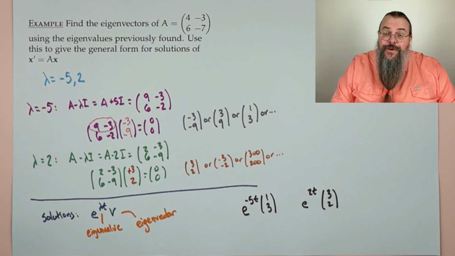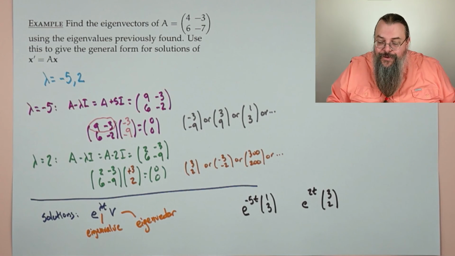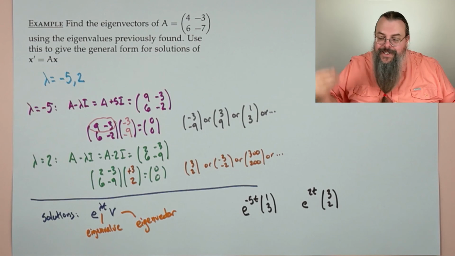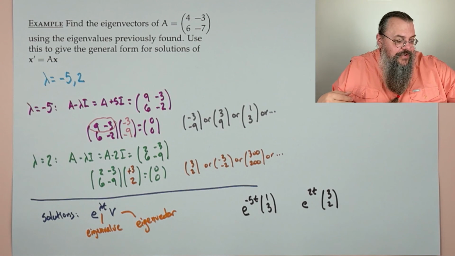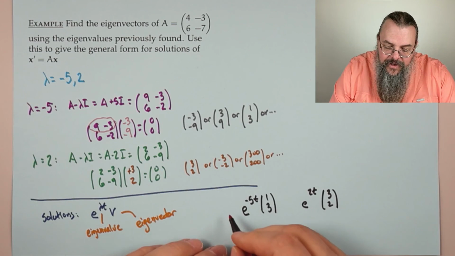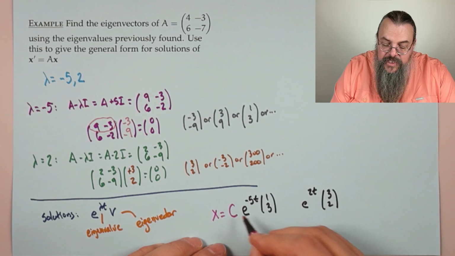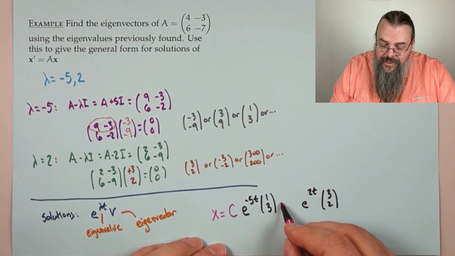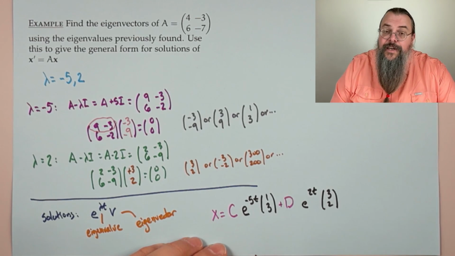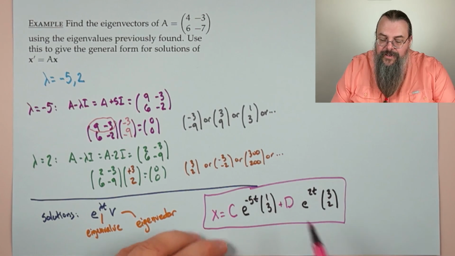Well, what can we do? It's linear, it's homogeneous. We can do superposition. Yes, superposition. So that's what we're going to do. We'll superpose these together. Say x looks like some constant c times our first solution plus some constant d times our second. And that's our answer.